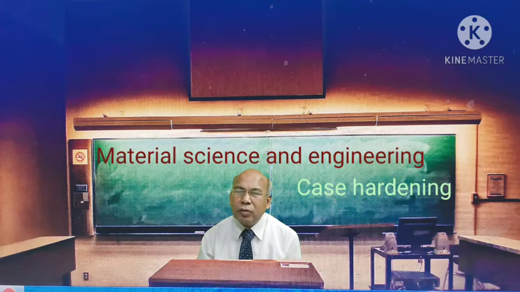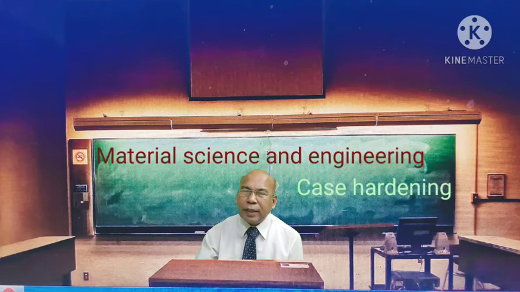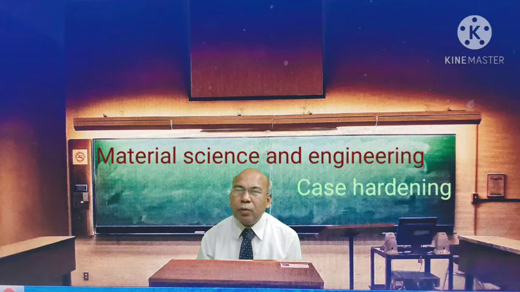So in order to withstand the impact load, the inner part must not be hardened, it must be soft. Whereas in order to protect the metal from wear and tear, the outer surface must be hardened. So for such purpose, the carburizing process is performed. Pack carburizing, it's called pack carburizing.